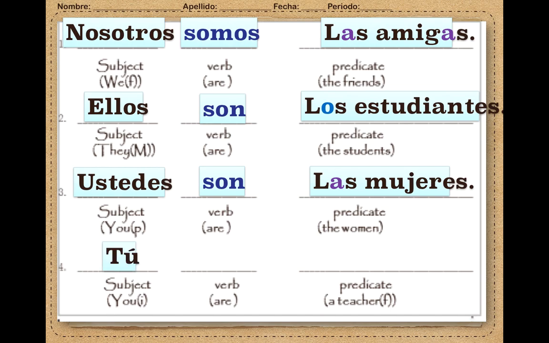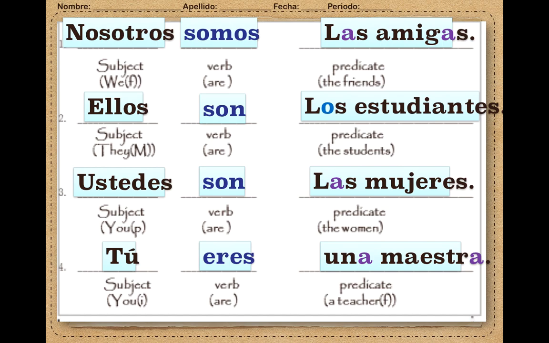My last example, "you" informal is tú. The conjugation will be eres, "you are," tú eres. And if I want to say "a teacher" instead of "the teacher," and it's telling me to use feminine, I will say una maestra. Maestra is my noun for a female teacher, and I'm only talking about one teacher, so it remains singular. Again, this is just to show you how the sentence structure works in Spanish, and it's just like English. So every time you're writing your sentence, make sure that you're following that sentence structure.